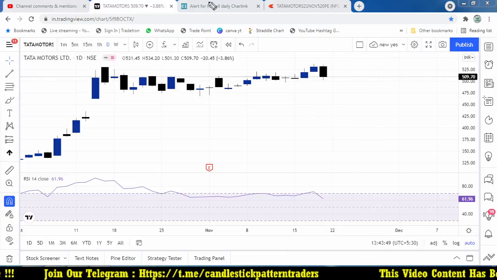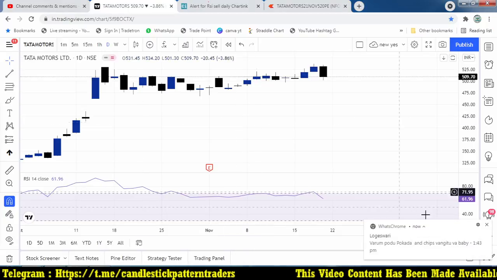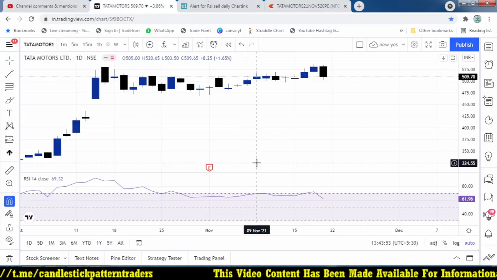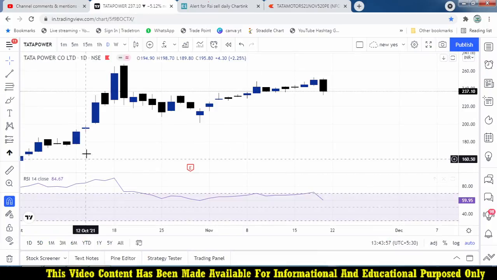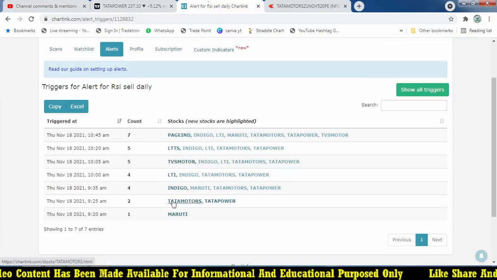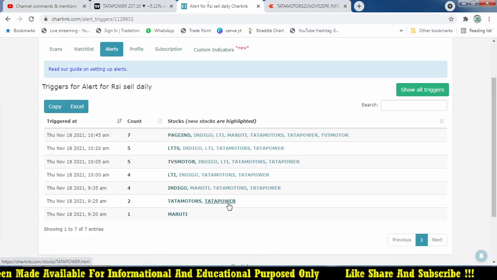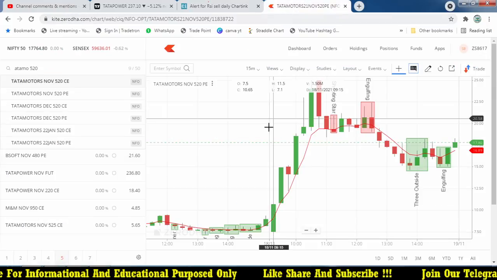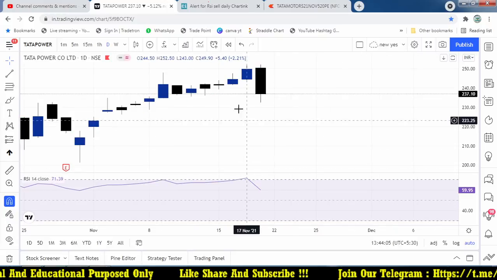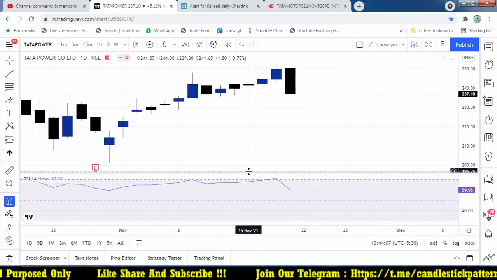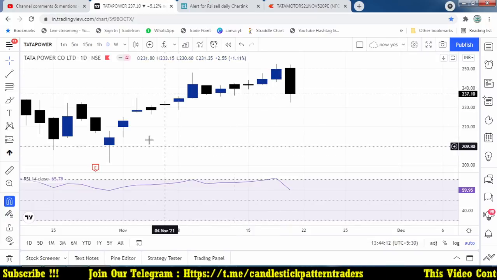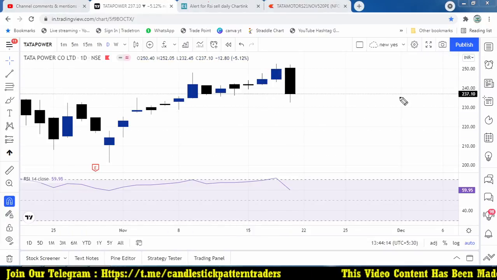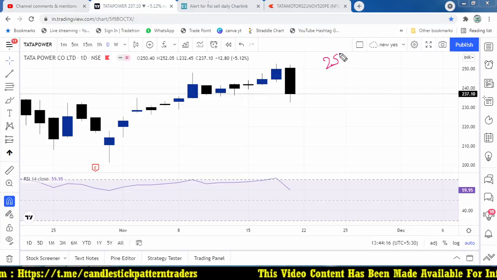And the second one, Tata Power. Tata Power is showing the same kind of pattern at the same time frame. Let's see, Tata Motors and Tata Power both are given at the same time frame. If I check Tata Power, the previous day high is 252 and today's high is 252. Both are nearly equal. So what is the untested level? It is around the next strike price, the 255 put option.